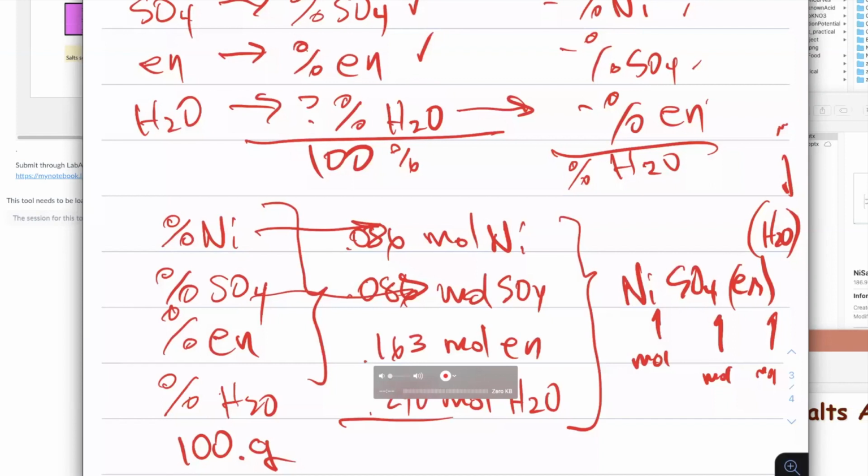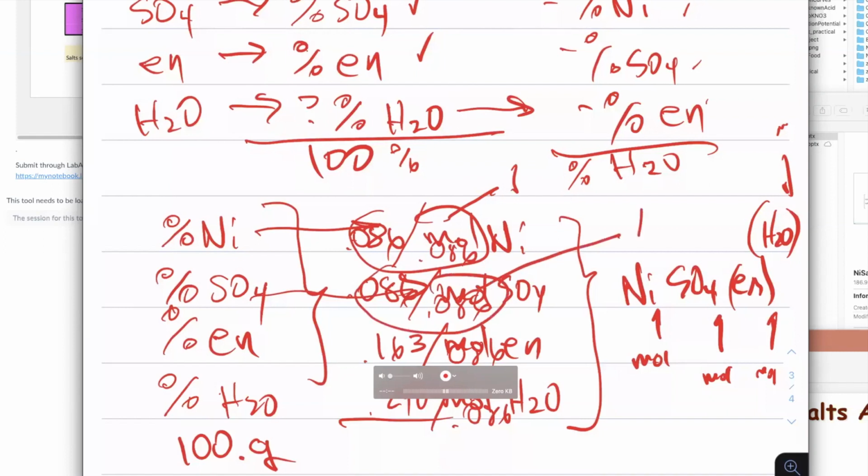then you look for the smallest number and you divide by the lowest number, 0.086. This now becomes 1. This now becomes 1. This, I believe, is 2, and whatever this number is, I think it's like 3 or 4. Okay, so that would be your formula for that analysis.